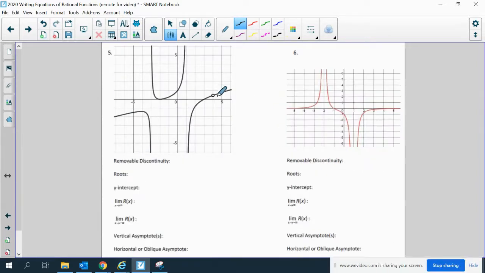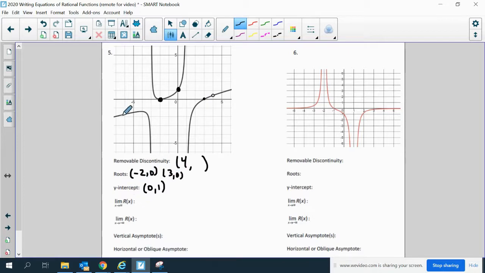Problem 5, we appear to have a removable discontinuity at 4, but I don't think we know what the actual value of that removable discontinuity is in terms of the y value yet, so we still have to figure that out. We do know we have a y-intercept at 0, 1, and we appear to have roots at negative 2. That's a double root, or multiplicity 2, and we also have one at 3.